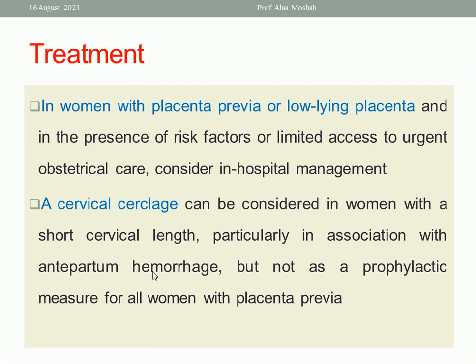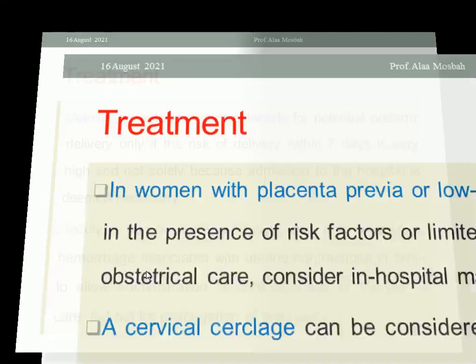In women with placenta previa or low-lying placenta and in the presence of risk factor or limited access to urgent obstetric care, consider in-hospital management, should be admitted to the hospital. Cervical cerclage can be considered in women with short cervical length, particularly in association with antepartum hemorrhage, but not as a prophylactic measure for all women with placenta previa. So I never use cervical cerclage as a prophylactic measure for antepartum hemorrhage due to placenta previa. But in case of short cervix, you can do cervical cerclage.